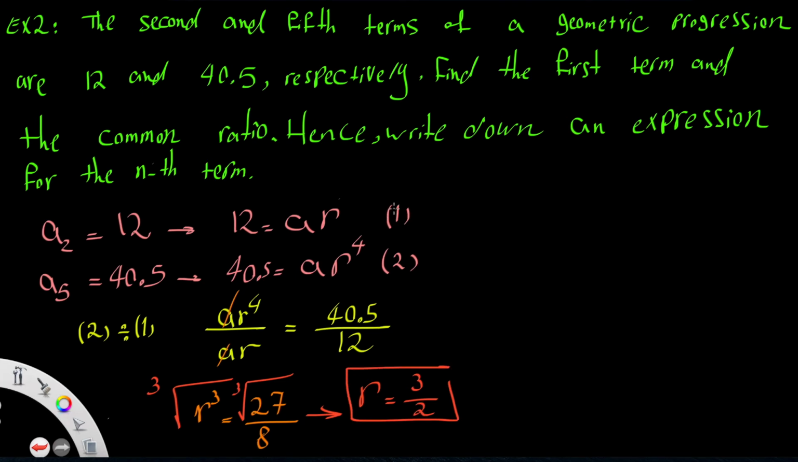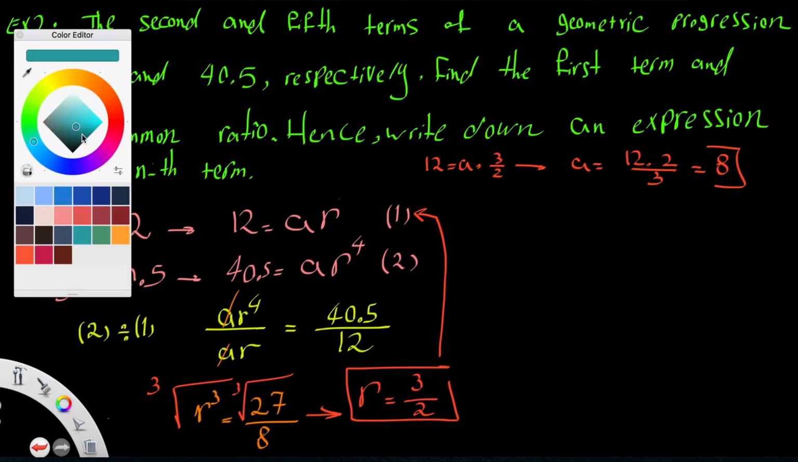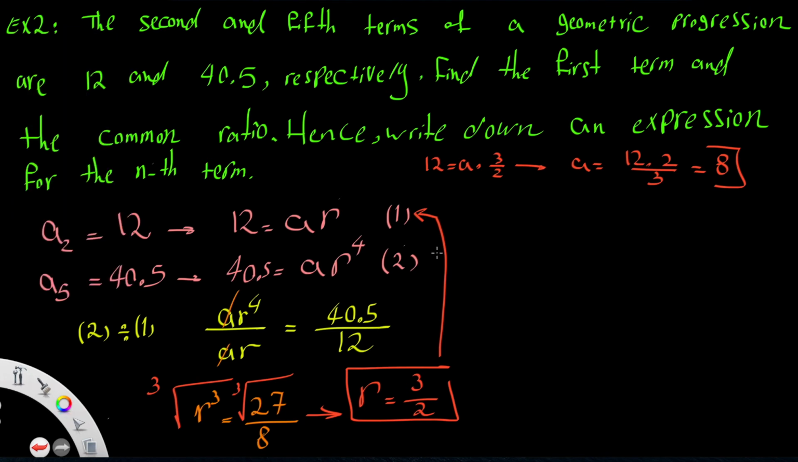So we found the common ratio. You can replace it here in order to find a. So 12 is equal to a times 3 over 2. So a will be 12 multiplied by 2 divided by 3, which will give you an answer of 8. So you have the first term, you have the common ratio. It's easy to write down an expression for the nth term.